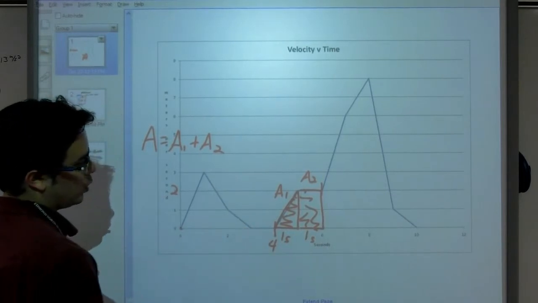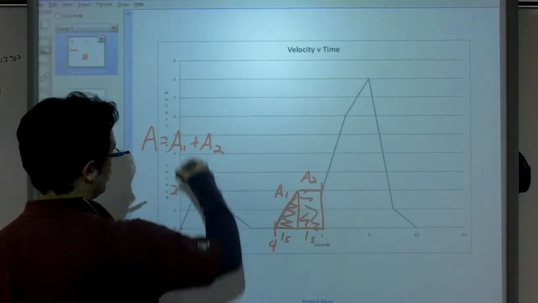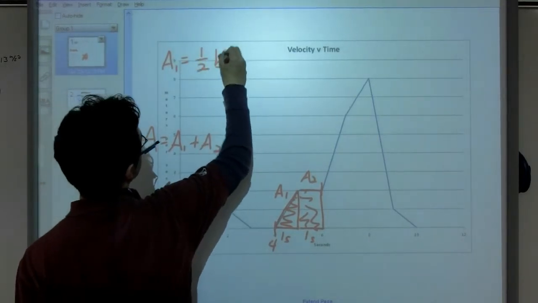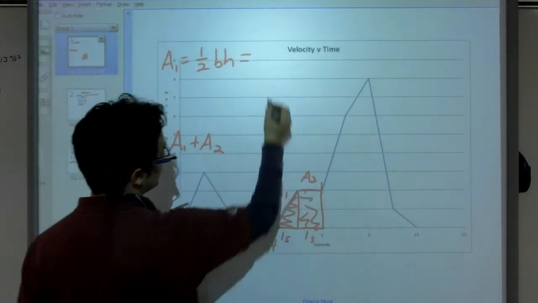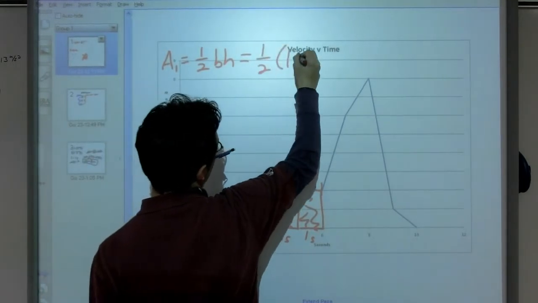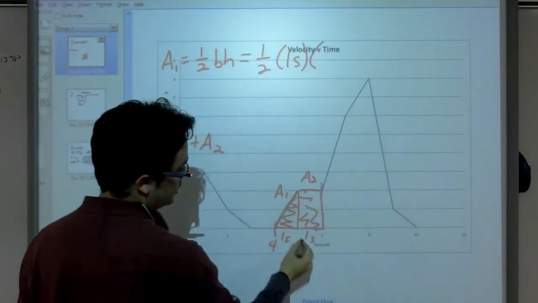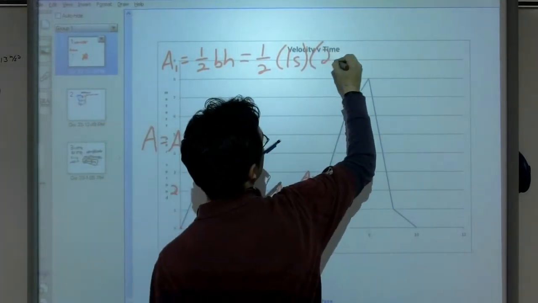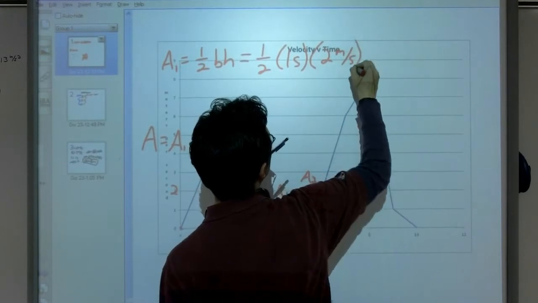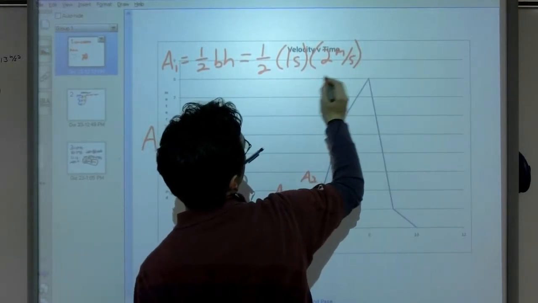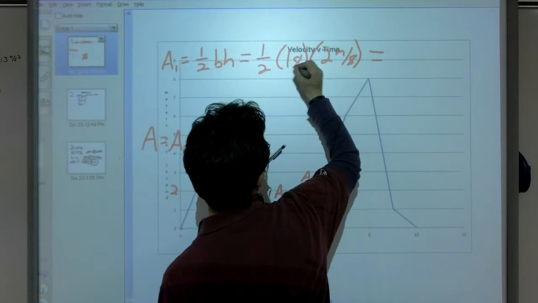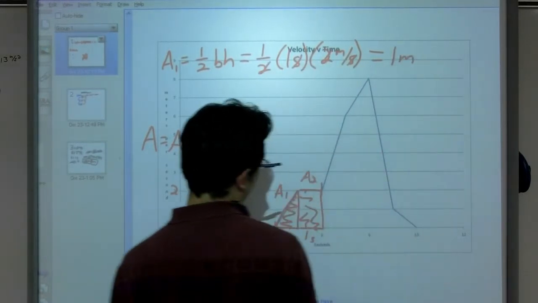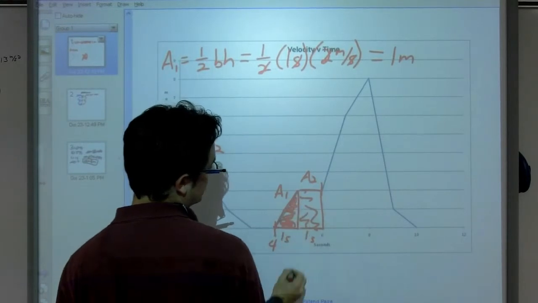Well, if I look at area 1, what shape am I dealing with? I'm dealing with a triangle, so for A1, we've got 1/2 base times height. My base is 1 second, so I've got 1/2, 1 second, times my height, which is from 0 to 2 meters per second. My height is 2 meters per second. I multiply that out, and the per second cancels out with the second, the 2 cancels out with the 1/2, and I end up with 1 meter. My displacement from the triangle here is 1 meter.